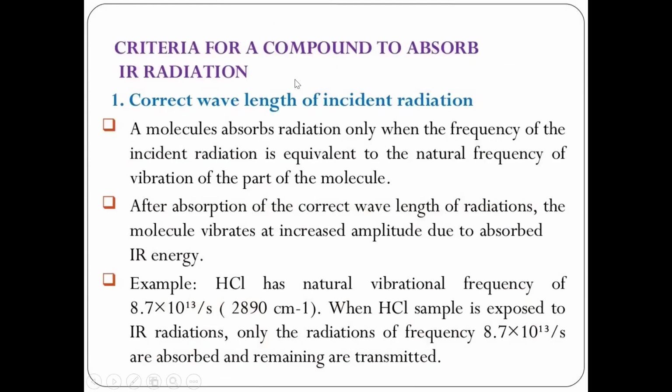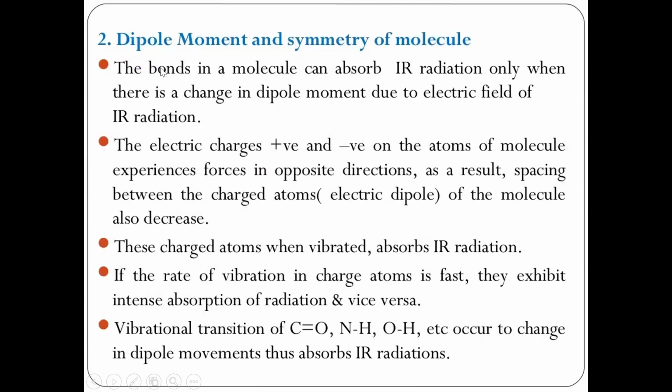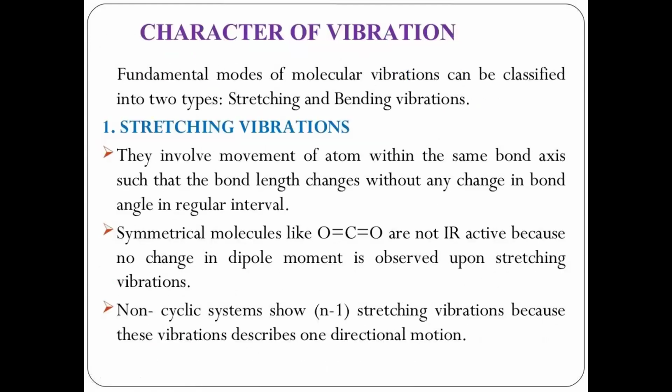Criteria for a compound to absorb IR light. To show IR absorption, there are two criteria. The first criterion is the correct wavelength of the incident radiation. IR light is absorbed by the sample molecule only when the frequency of the incident radiation is equal to the natural frequency of the vibration of part of the molecule. The second requirement is that when IR light falls on the molecule or sample, the IR light should cause a change in the dipole moment. Then only an IR spectrum can be seen.